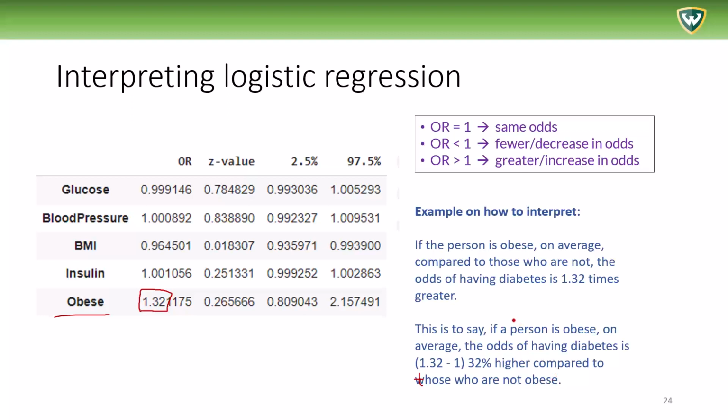So that's how we interpret the results of the logistic regression. Now, this model is really bad, so these numbers are just for exercise purposes only. This is not real or good data from what I can gather.